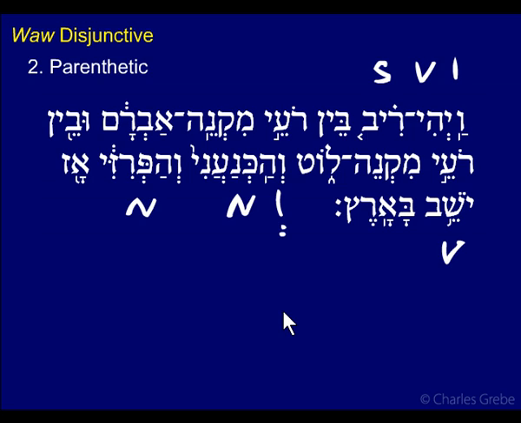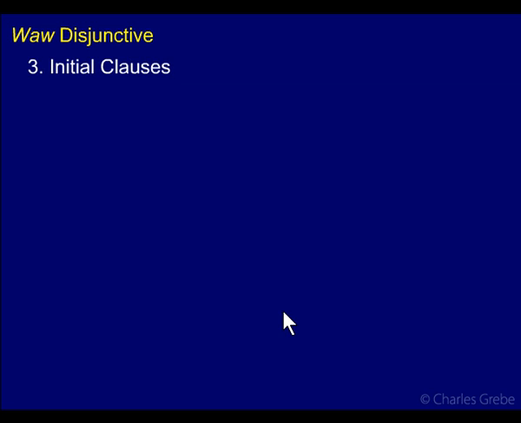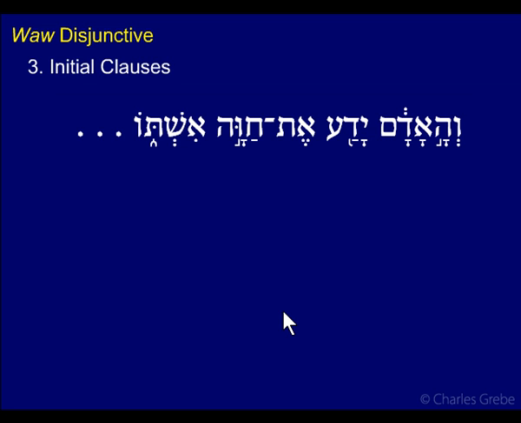The third use or function of Waw Disjunctive is to introduce a new section, or an initial clause, Ross calls it. Here's an example from Genesis 4, verse 1. V'ha'adam yada et Chava ishto, and it goes on. Now Adam knew Eve, his wife. Chava is Eve in Hebrew. His wife, and she conceived and gave birth to a son, and whatever. This is Genesis 4, verse 1.